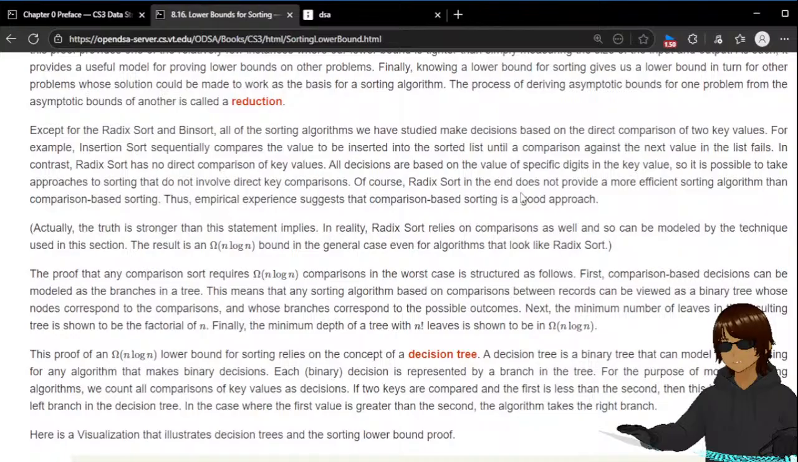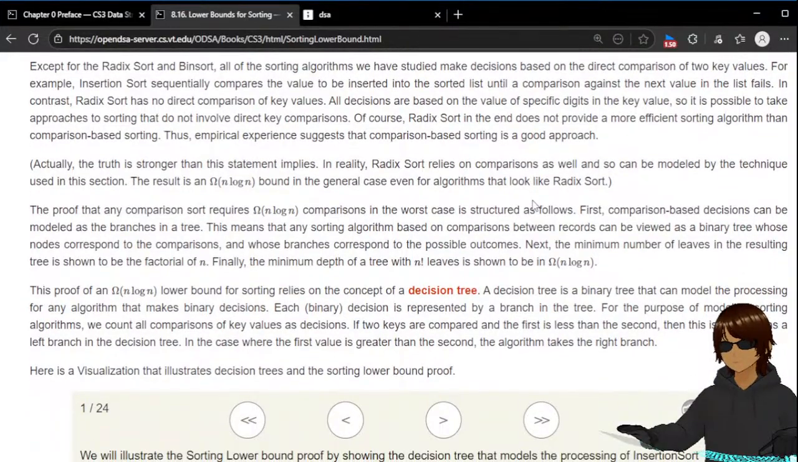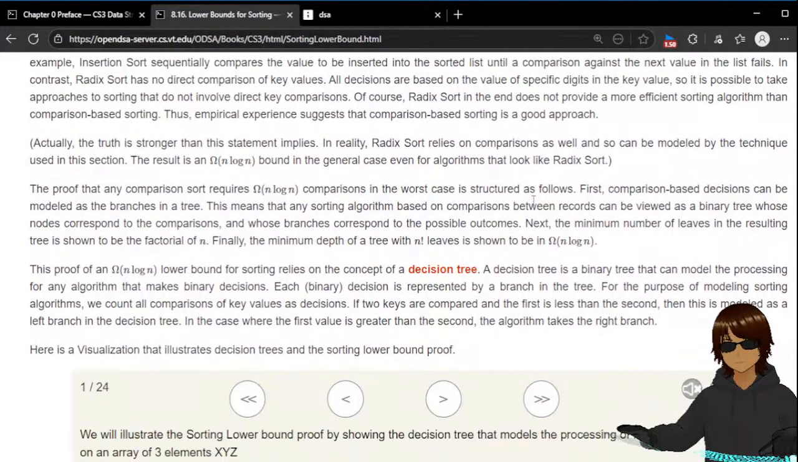Of course, radix sort in the end does not provide a more efficient sorting algorithm than comparison-based sorting. Thus, empirical experience suggests that comparison-based sorting is a good approach. Radix sort relies on comparison as well, and so can be modeled by the technique used in this section.